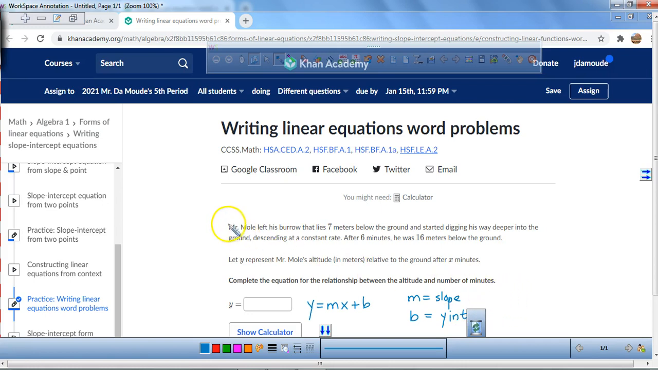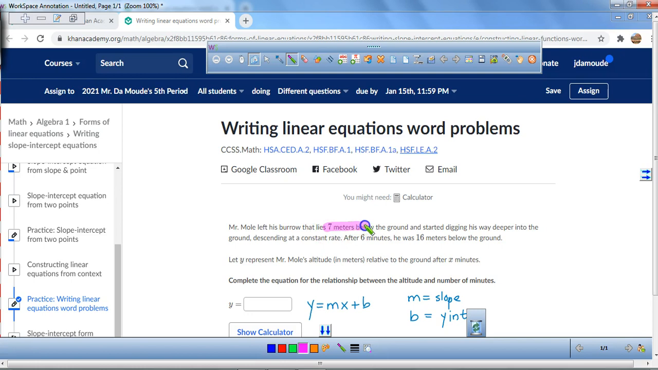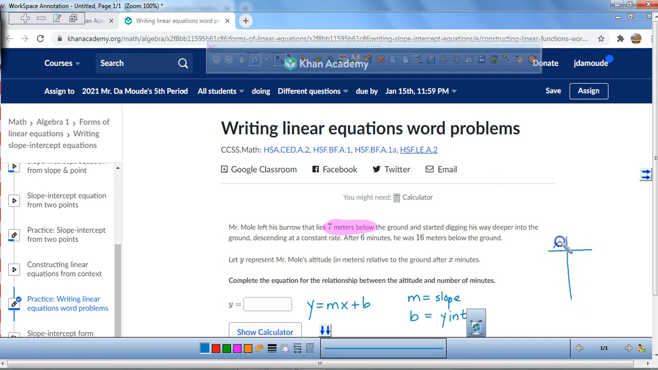All right, so let's read this problem and we'll write some numbers down and make a table and all that good stuff. So right here it says Mr. Mole left his burrow that lies 7 meters below. Now that's kind of important. If you're 7 meters below the ground, that's going to be like -7. So he started out, before he even started digging, at -7, which means 7 meters below.